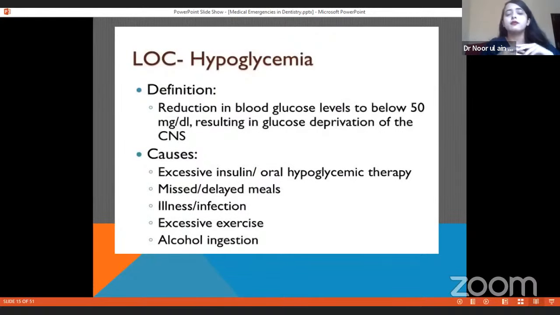So next we have medical emergencies and loss of consciousness, that is hypoglycemia, which is very common in our practices. So what is hypoglycemia? It is a reduction in blood glucose levels to below 50 milligram per deciliter, resulting in glucose deprivation of the CNS. The causes are excessive insulin or oral hypoglycemic therapy, missed or delayed meals, illness, infection, excessive exercise, or alcohol.